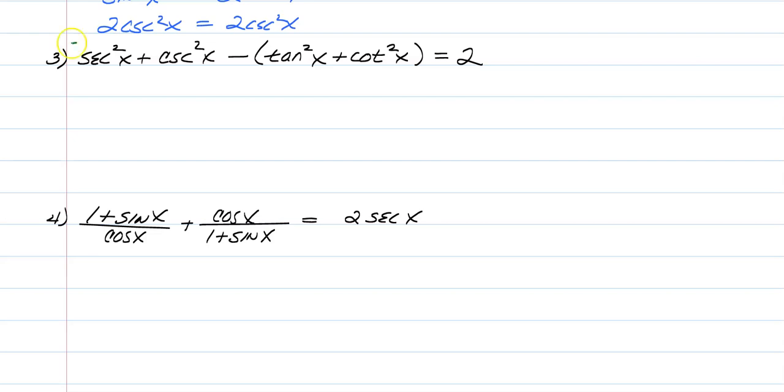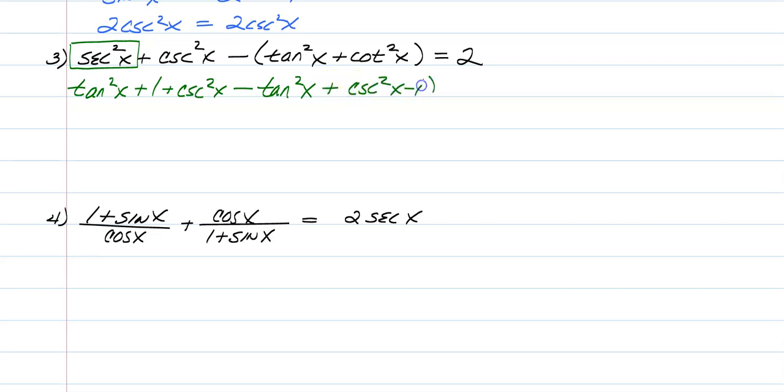So, secant squared x. We can write that as one of our Pythagorean identities, tangent squared x plus 1. And then we have plus cosecant squared x minus, and then of course you see that you have a tangent squared x, which is going to disappear as we distribute this. But cotangent squared x can be written as cosecant squared x minus 1. Okay, and that's all equal to 2.